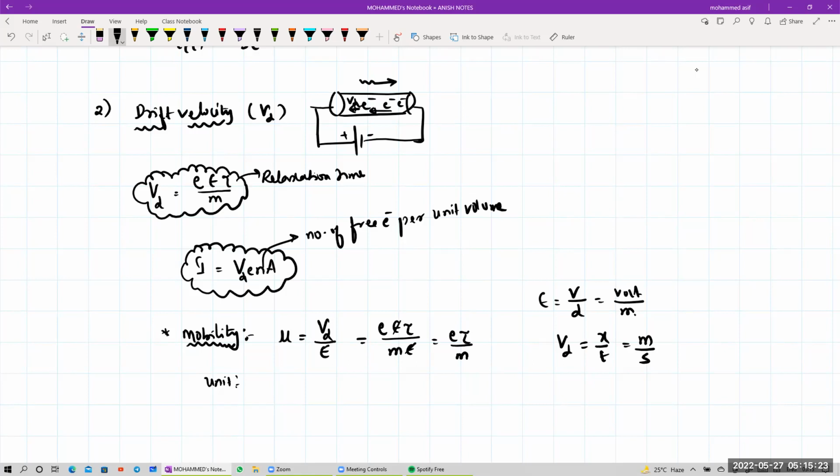Drift velocity is equal to distance by time, isn't it? So that means it is meter per second divided by electric field, which is equal to volt divided by meter. And the meter will go up, so it is meter square per volt second. Can I write like this?